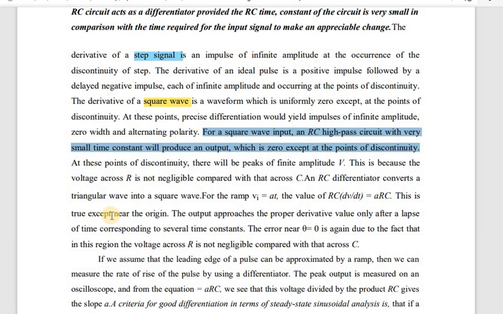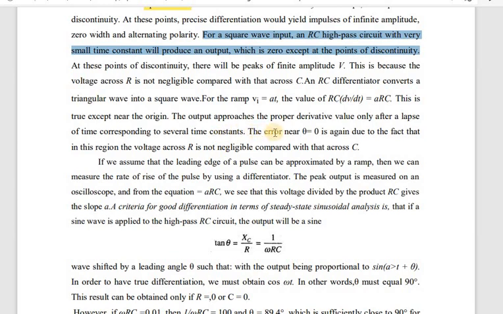In the remaining parts, this equation will be true. It means that the output approaches the proper derivative value only after a lapse of time corresponding to several time constants. The error near the origin, that is, at t equal to 0, is due to the fact that in this region the voltage across the resistor is not negligible compared with the capacitor. The only condition for your differentiator is that the voltage drop across the resistor should be negligible. If it is not negligible, then you are having the error.